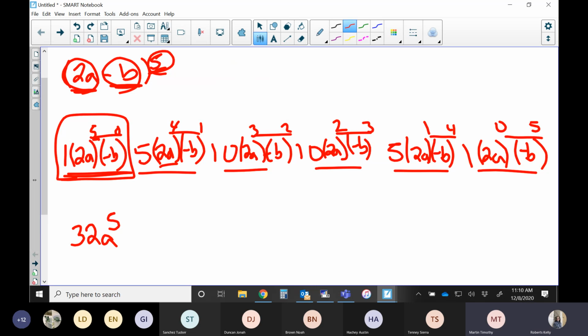So let's do the next one. 5 times 2A to the 4th times negative B. 5 is just 5, so we'll leave it alone. What does it mean to have 2A to the 4th? 2 to the 4th power and A to the 4th power. And 2 to the 4th is 16. And A then to the 4th. And this is B to the 1st power.